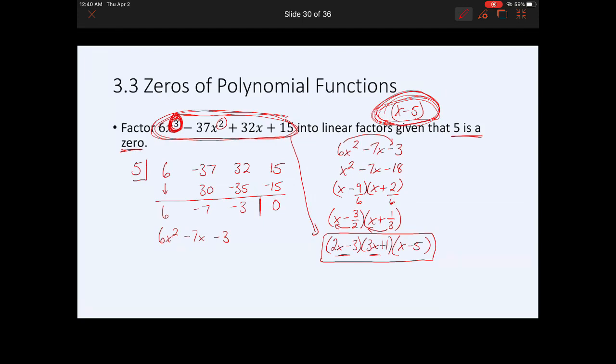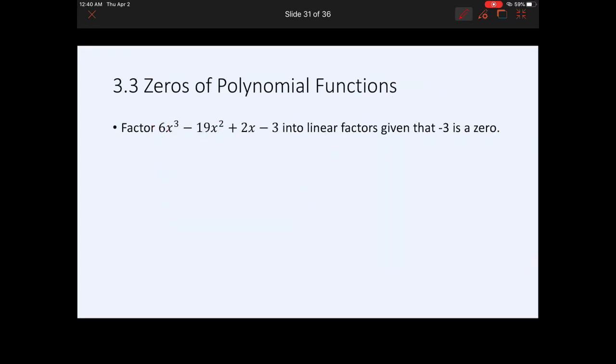If we were asked to solve this, we could set it equal to 0, and we could solve by setting each factor equal to 0. And you actually would have 5, 3/2, and -1/3 as solutions to this equation.